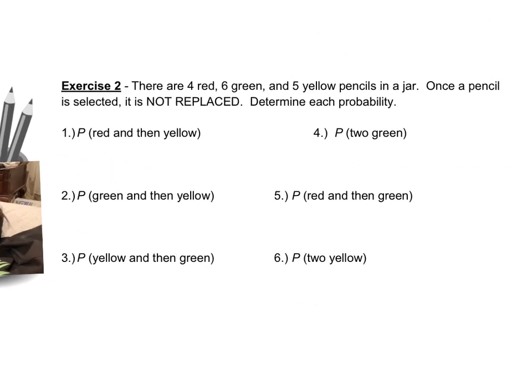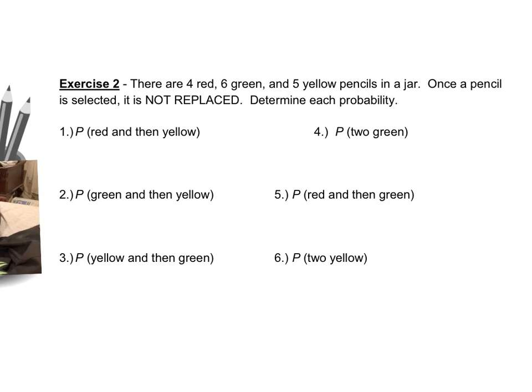So for exercise 2, it says there are 4 red, 6 green, and 5 yellow pencils in a jar. Once a pencil is selected, it is not replaced. Determine each probability. So first we got to worry about how many pencils we actually have altogether. So altogether, I've got my 4 red, 6 green, and 5 yellow. So I have a total of 16 pencils.